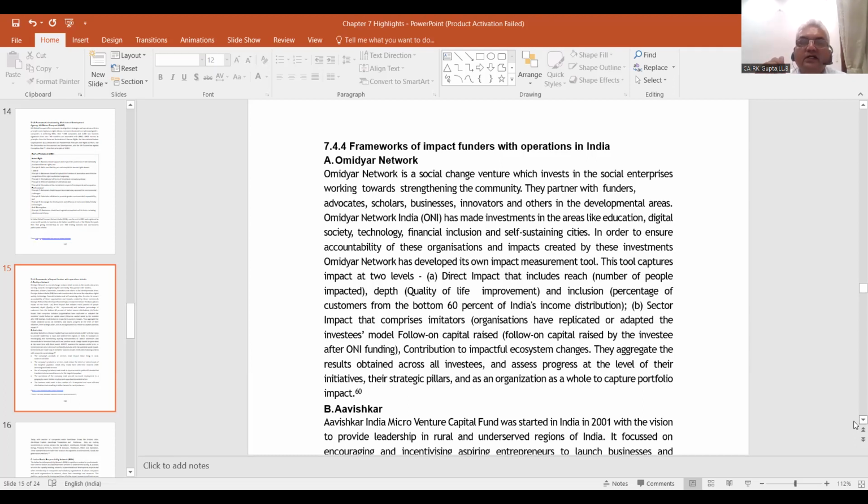ये OMIDR नेटवर्क है, ये फ्रेमवर्क है, ये कुछ इम्पैक्ट फंडर्स हैं, those who are operating in India, they have operations in India. एक तो OMIDR नेटवर्क है, ठीक है. ये क्या करते हैं, ये इनका अपना इम्पैक्ट मेजरमेंट टूल है. और ये जो टूल है it captures impact at 2 levels.